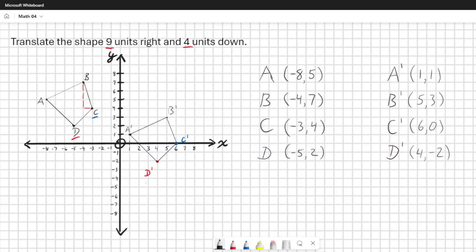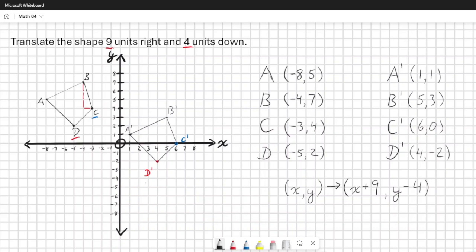Now, let's say we wanted to come up with a general rule. Well, the way we do that is we say xy maps onto, well, what did we have to do to the x-coordinate to move it? We had to add 9 to it. So we're going to say our rule is that x plus 9 will give me my new point. Same thing goes for y. For y, I had to move 4 units down. So remember, when we go down, we're subtracting. So here we go. So y minus 4.